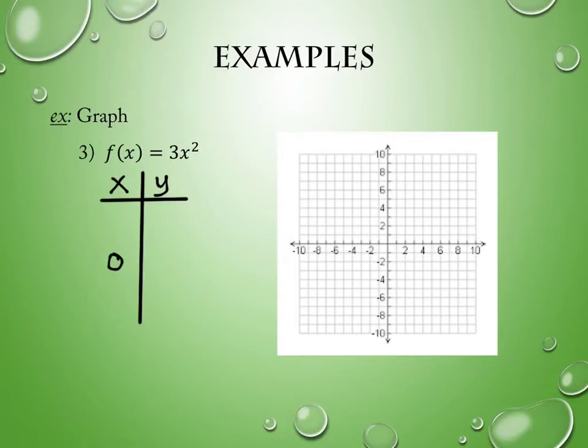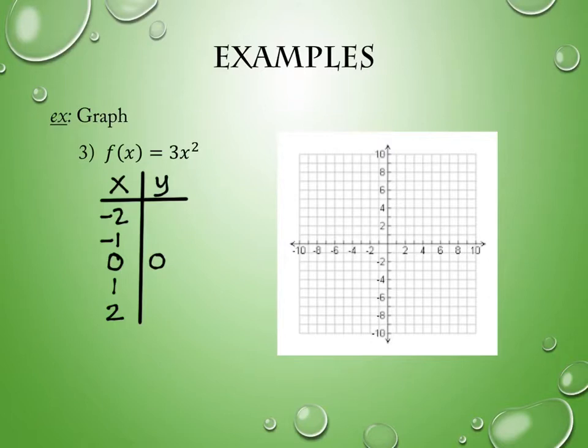0, right? If x is 0, x squared is 0. And 3 times 0 is 0, so the y value there is also 0. And we go up 1 and down 1 from that. So up 1 and down 1 to get the other 2 points.